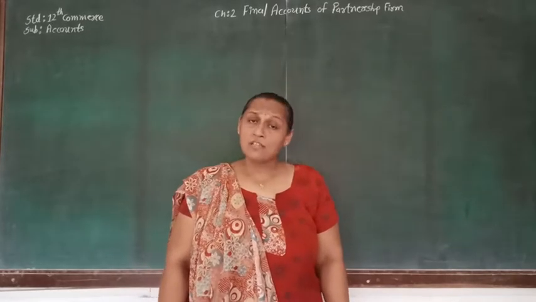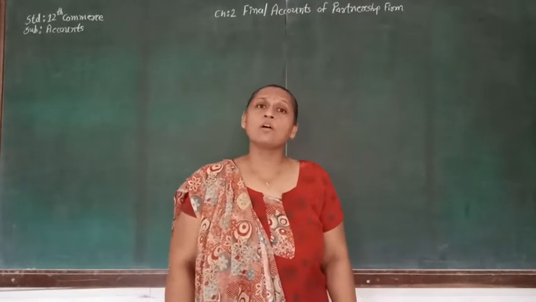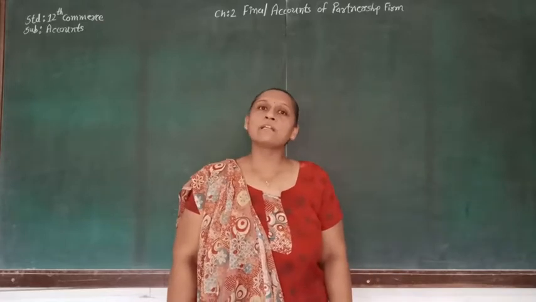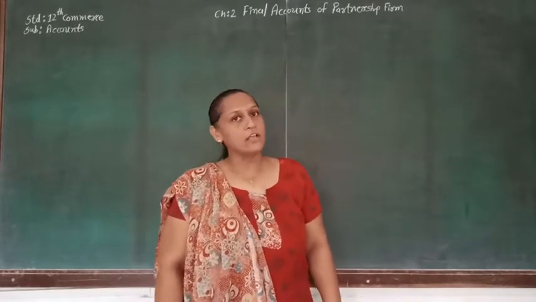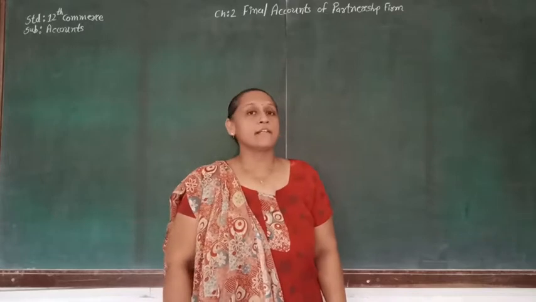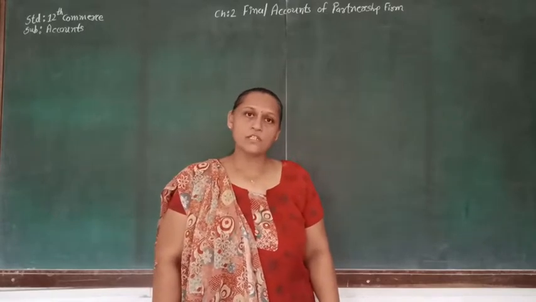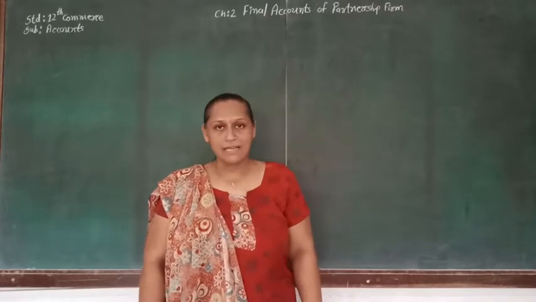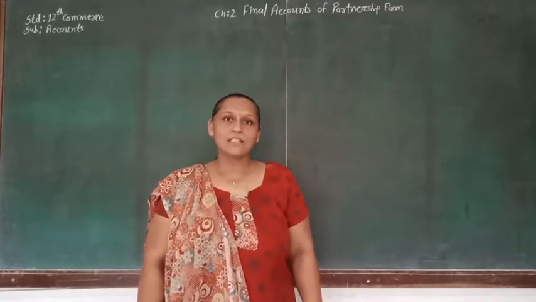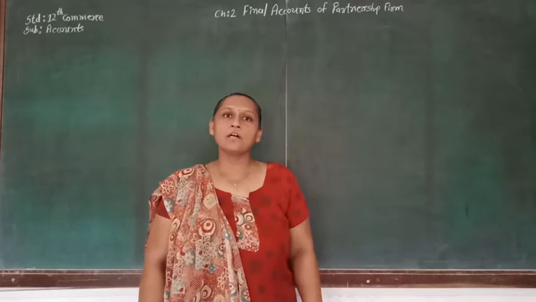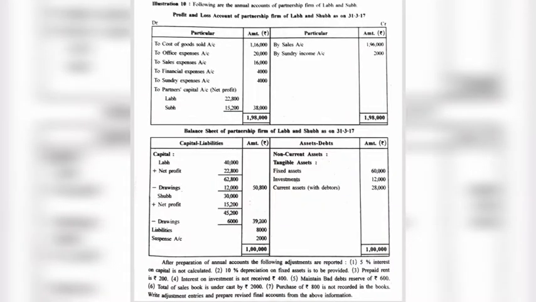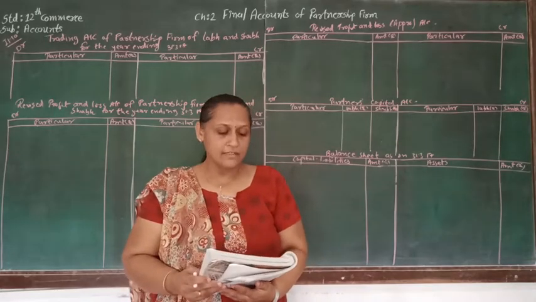Here profit and loss account and balance sheet is given to us, but there are some adjustments which remain unrecorded. So again we are going to prepare trading account, revised profit and loss account, revised profit and loss appropriation account, partners capital account, and balance sheet. Let's see the sum, illustration number 10.